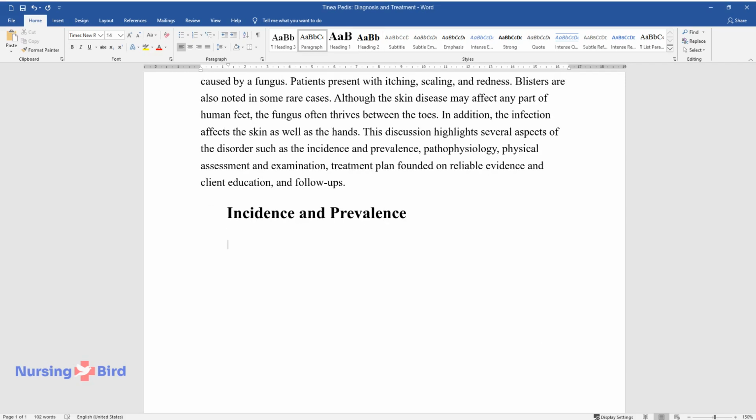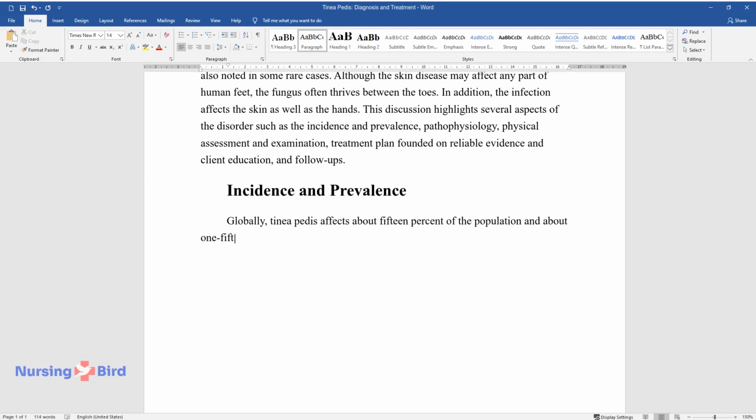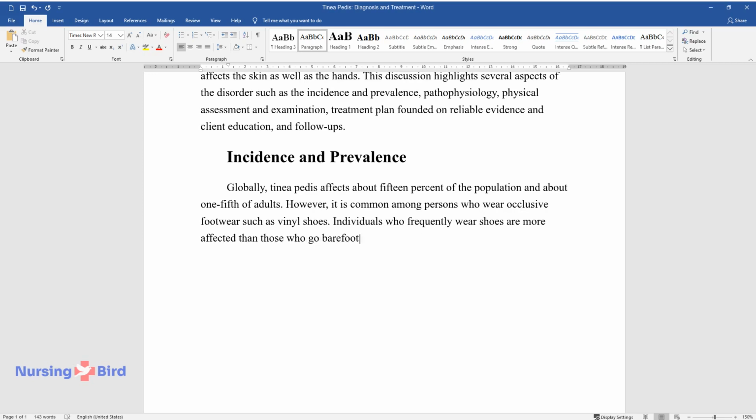Incidence and prevalence. Globally, Tinea Pedis affects about 15% of the population and about 1/5 of adults. However, it is common among persons who wear occlusive footwear such as vinyl shoes. Individuals who frequently wear shoes are more affected than those who go barefoot.